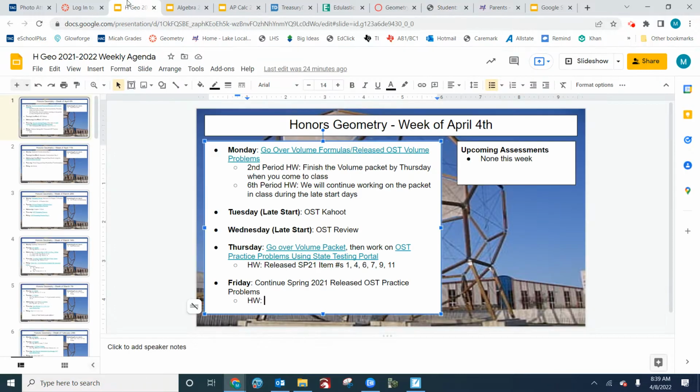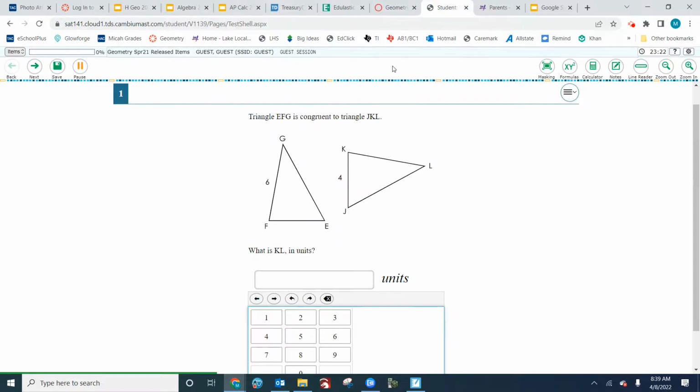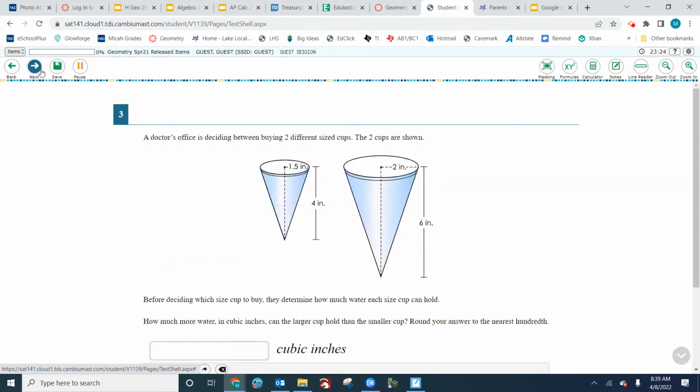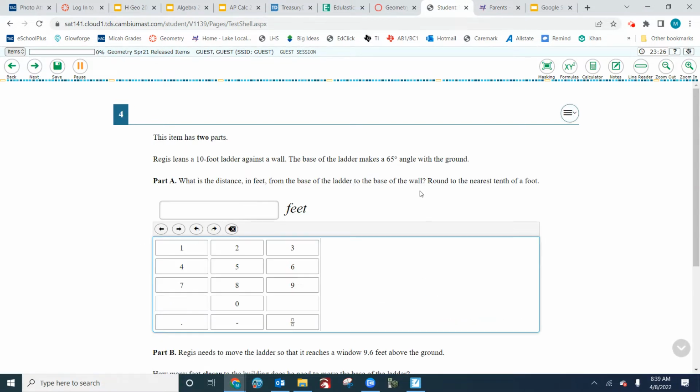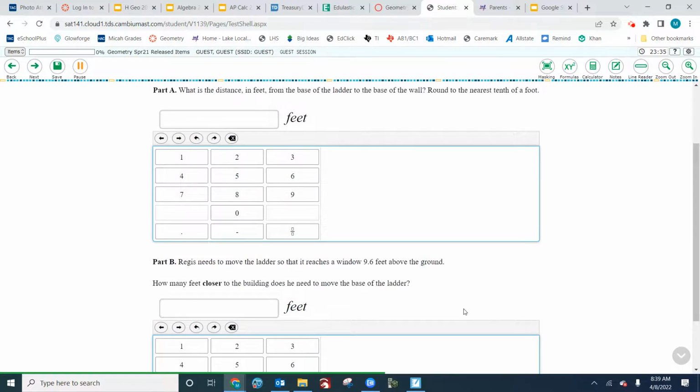Next one we did was 4 and then 6. Number 4: Regis leans a 10-foot ladder against a wall. The base of the ladder makes a 65-degree angle with the ground. What is the distance in feet from the base of the ladder to the base of the wall?